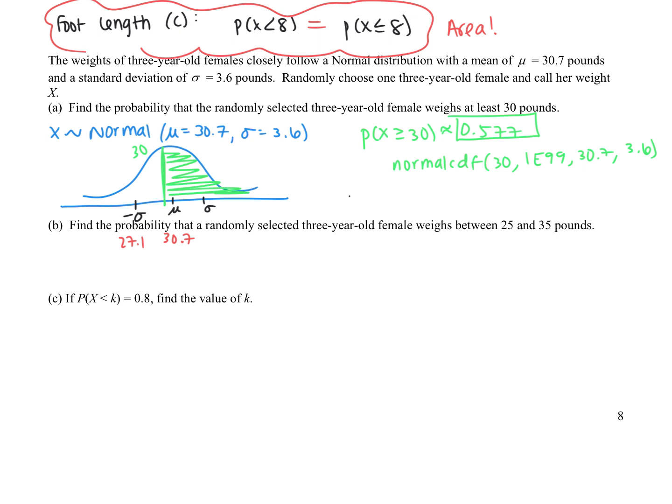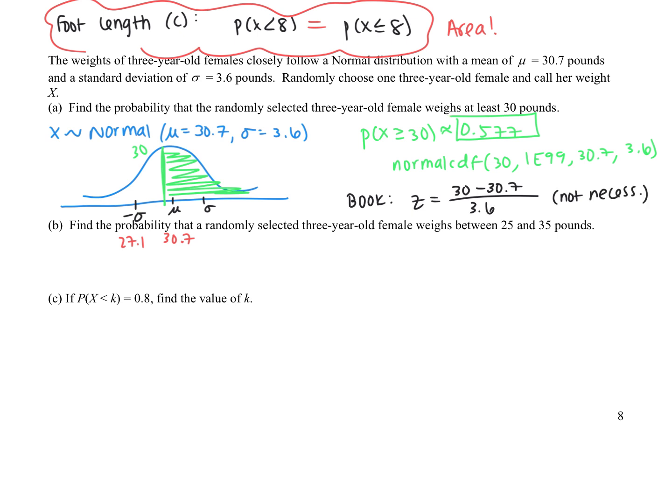Okay, I will tell you, the book uses z-scores. I don't see any reason to do that. What the book will do is take that 30 and convert it to a z-score and then use normal CDF. Well, you don't need to do that, so why bother? So I'm telling you, this is not necessary.